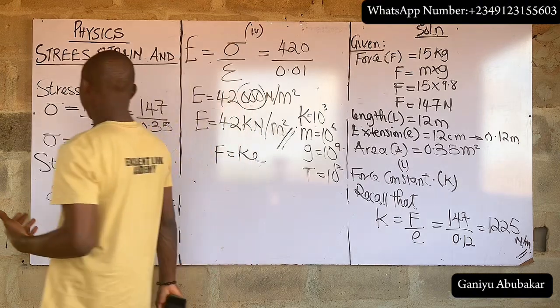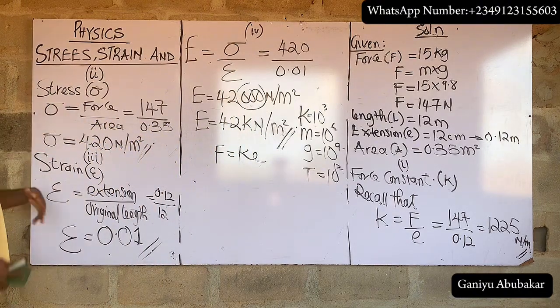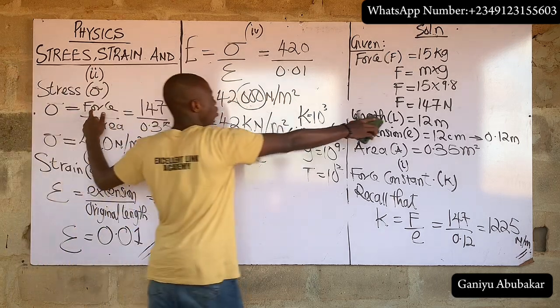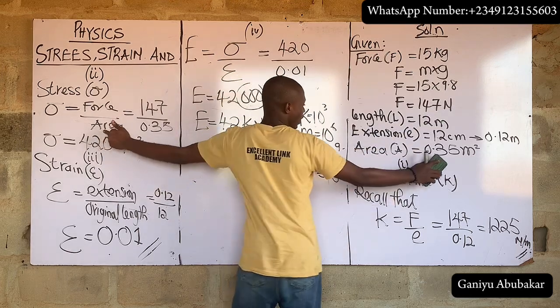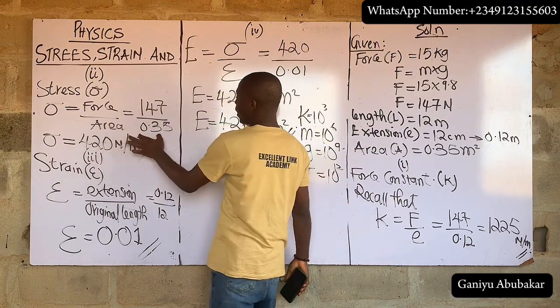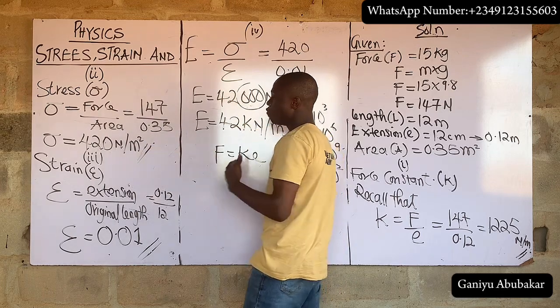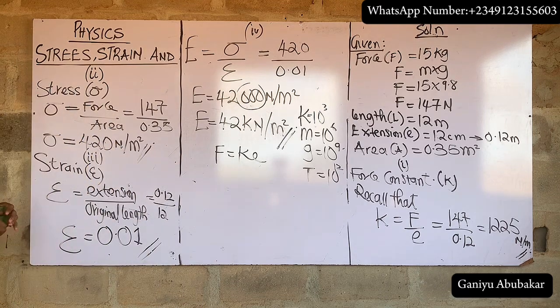Number 2 says calculate for stress. Well, we know that stress is force over area, as discussed earlier. What's force there? Of course, my force is 147, which I have here. What's area? Of course, area is 0.35 meters squared. Divide these two, I'll have my stress equal to 420 Newton per meter squared. So I have this as my value for stress.